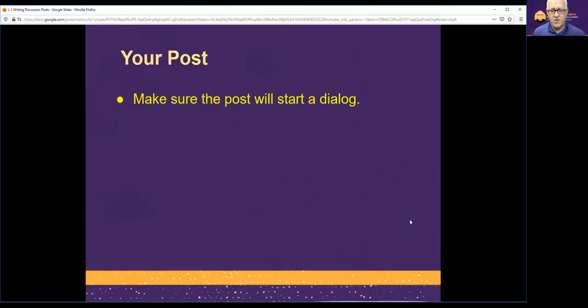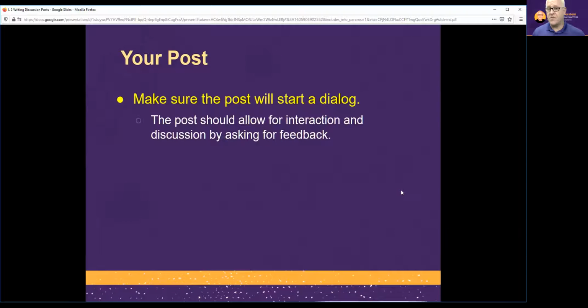So when it comes to your post, and we talk about it being a post, realize that you're submitting it to your teacher to read and understand and respond to you. But after you post yours, you will get a chance to read what your other classmates have written. So I want you to make sure that your post is going to start a dialogue of some sort. The post should allow for interaction and discussion by asking for feedback. Ask a question at the end of your post.